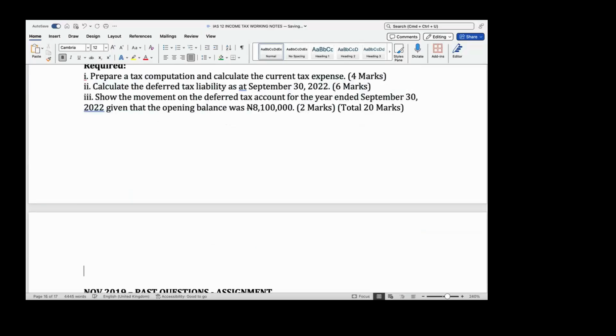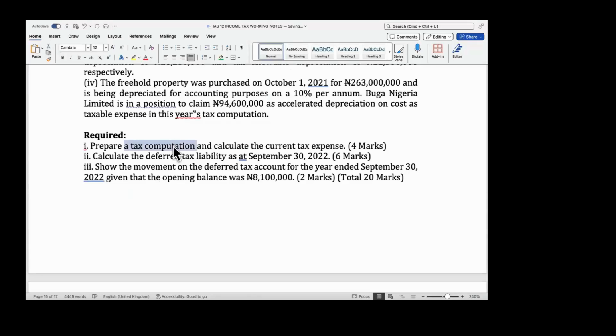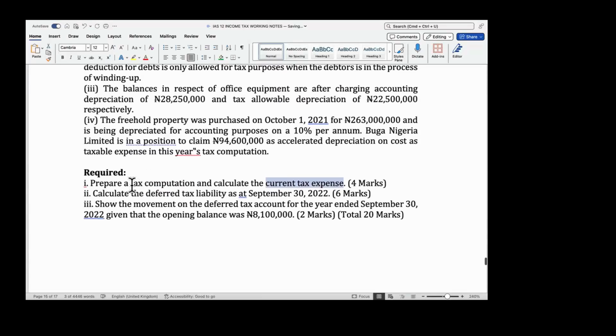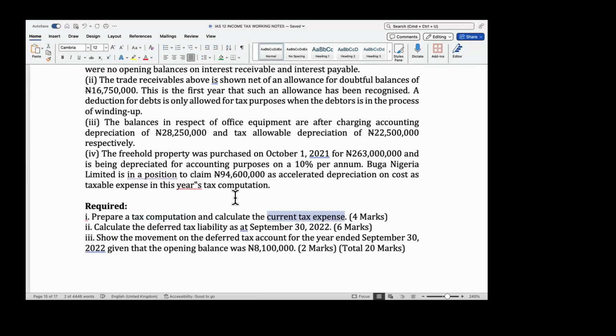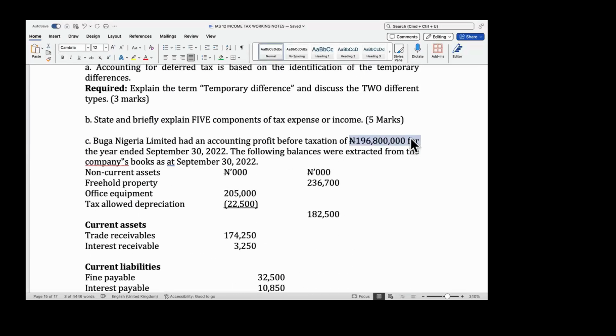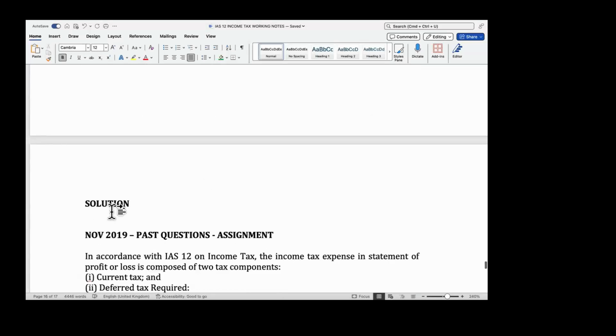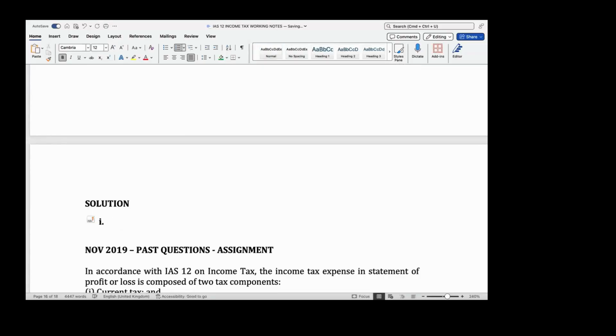Fair enough. Okay, so solving it. The first required that you should prepare a tax computation and you should calculate the current tax expense. So that means this number one wants you to determine a taxable profit. When you apply 30% on that, that gives you your current tax expense. Good enough, I was given my profit before tax of 196.8 million. So let's start from that point. So let me firstly do my computation of taxable profits and current tax expense.